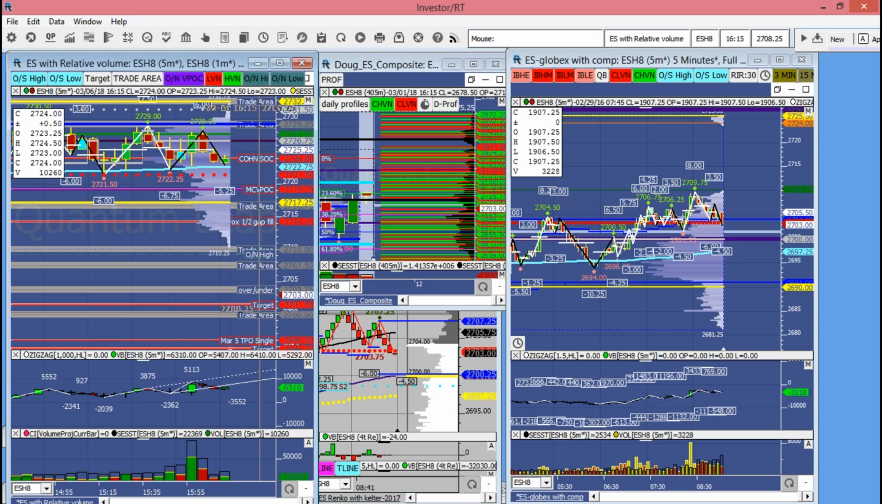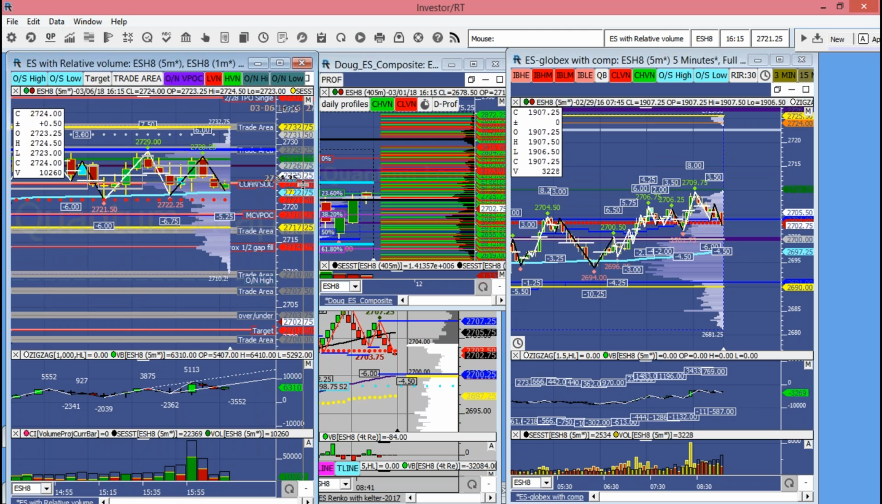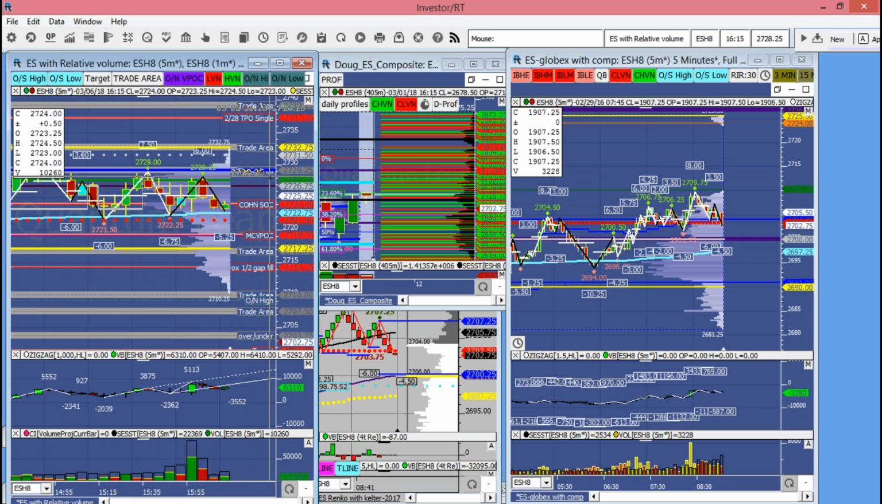Hypo 4 is an open test drive, wide opening swing. Buyers take control early, come up, fill the gap, chop in this 14 to 19 area, and then push up into the 2704, and then come up and close the gap up here at the 2726.